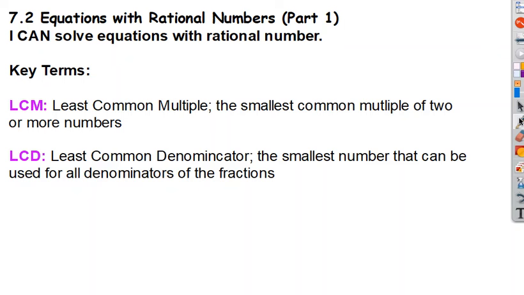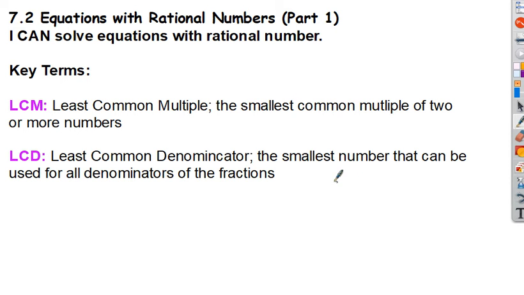Hola, mi clase. So we're doing 7.2 today, but we're going to split it into two parts. It's because this is solving equations with rational numbers. I wanted to split it into one day with just fractions and then one day with decimals so that you weren't bombarded with both.